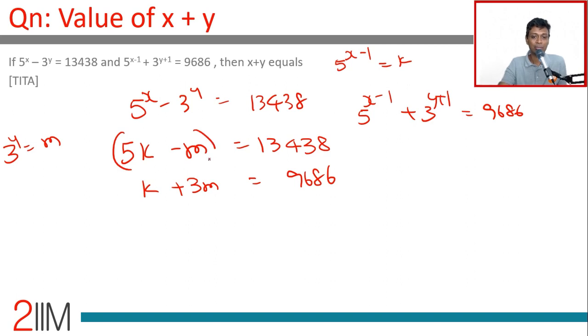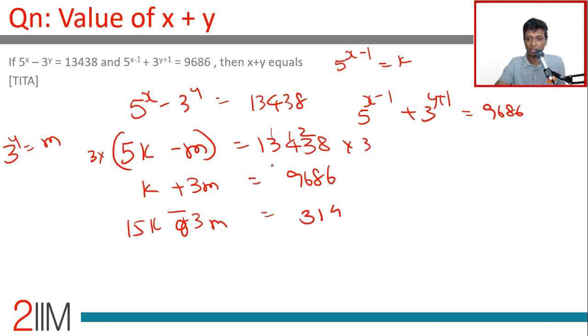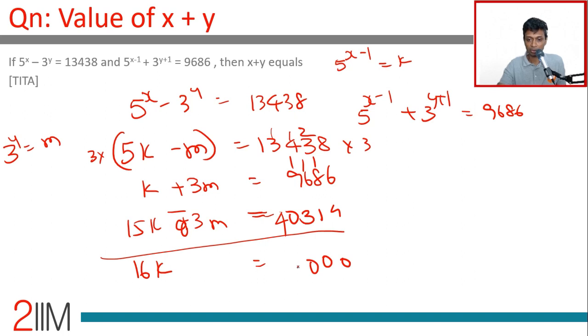Brilliant. Multiply this by 3. We get 15k − 3m equals 13438 into 3. 3 8s are 24, 4, 2. 9 plus 2, 11, 1, 1, 12 plus 1, 13, 3, 1, 9 plus 1, 10, 0, 1, 3 plus 1, 4. Fine. Now we add these two, we'll get 16k equals 50,000.